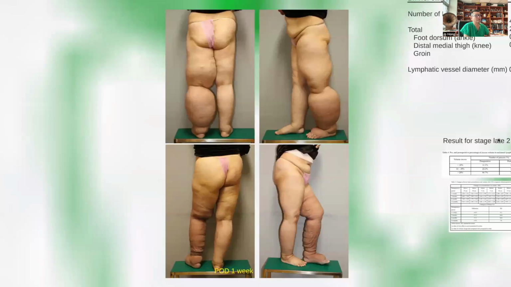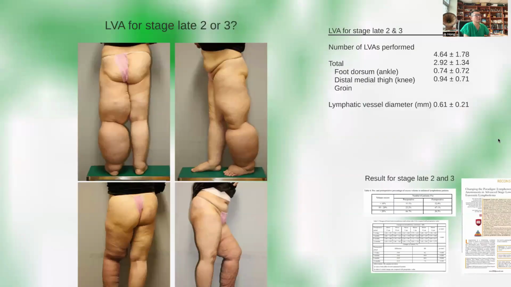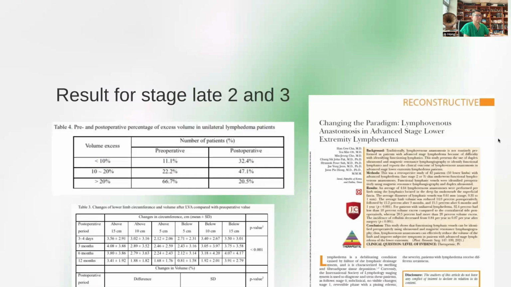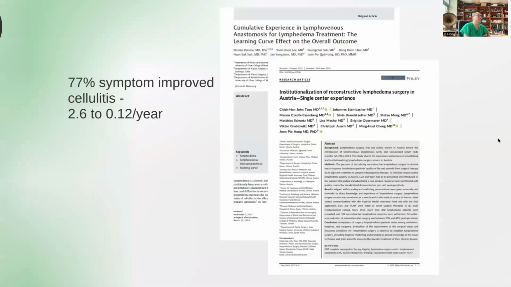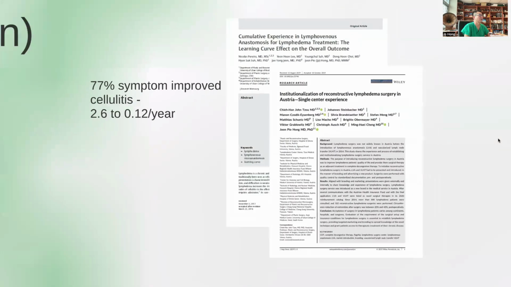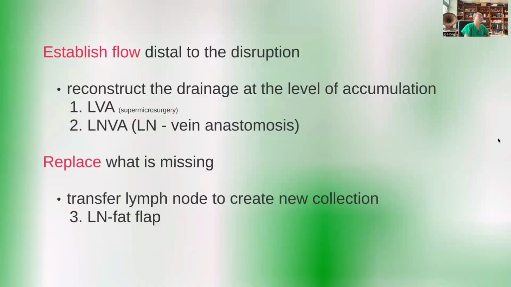So here, after the surgery, this is the acute result after a few weeks. And again, multiple publications have supported this idea, and that's basically how the lymphovenous anastomosis works, by flowing from high pressure to the low pressure vein. We were also able to prove that as we're doing LVA, the incidence of a very severe complication like cellulitis decreased significantly from an average of 2.6 to less than 0.12 per year.